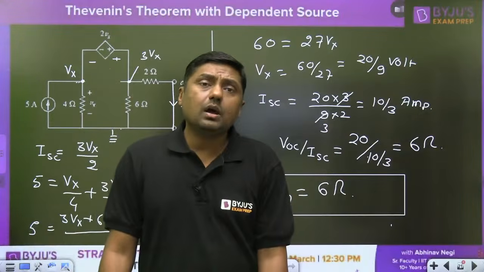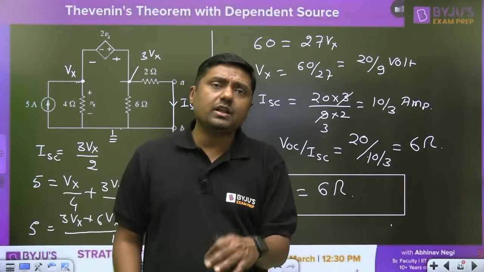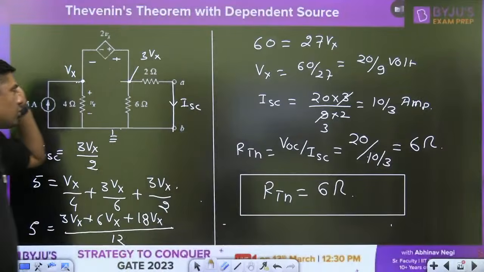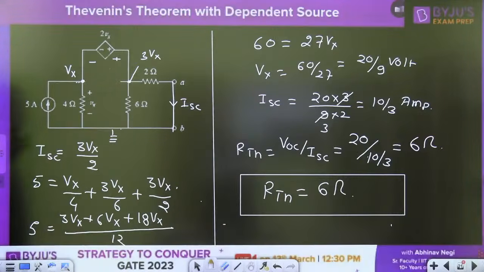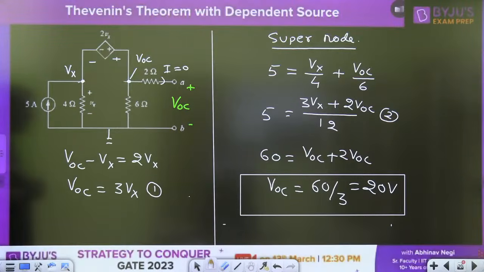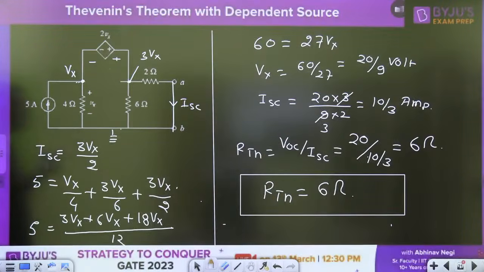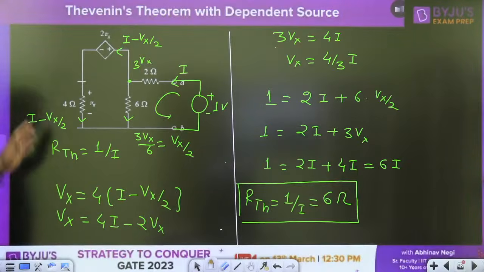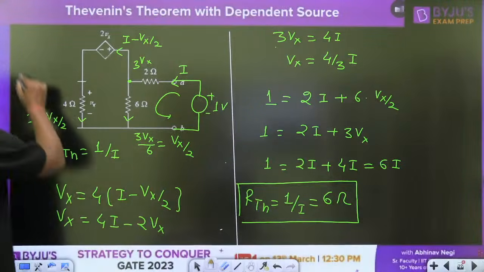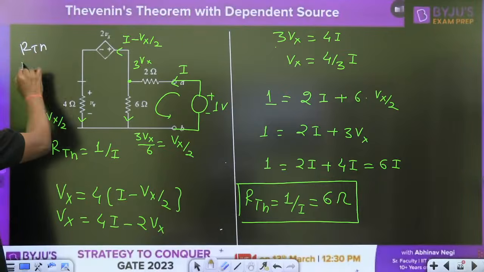Because we already have the VOC, it becomes very easy to calculate the ISC. Once you get the ISC, RTH is VOC upon ISC, and we have the VOC directly, so I get the answer. Then no need to apply the other method. If only RTH is required, then okay, no problem.